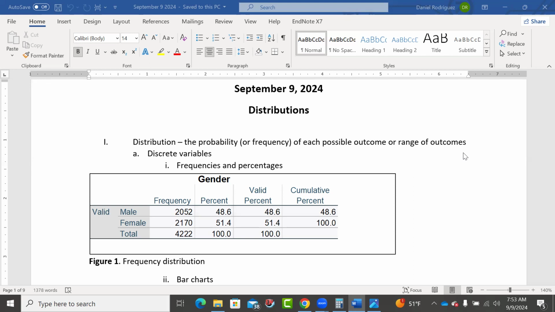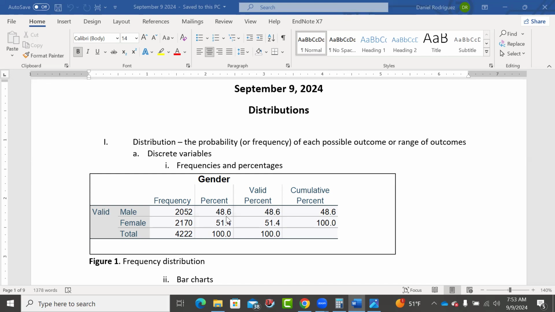Anytime we are dealing with variables, we have to look at how participants are sorted into the different levels of that variable. So for instance, in this case, we have a variable called gender, and we have male and female. We have 2052 individuals falling within the cell for male and 2170 falling within the cell for female.